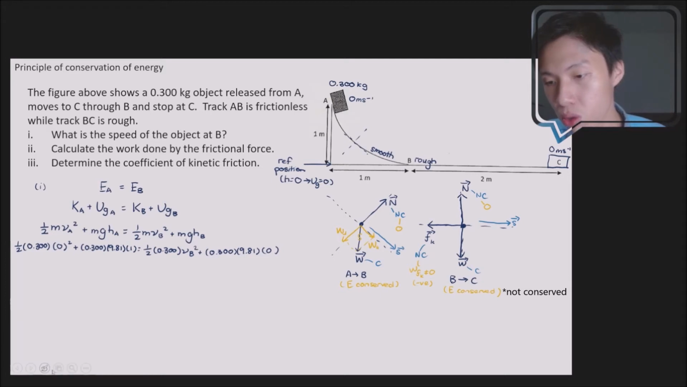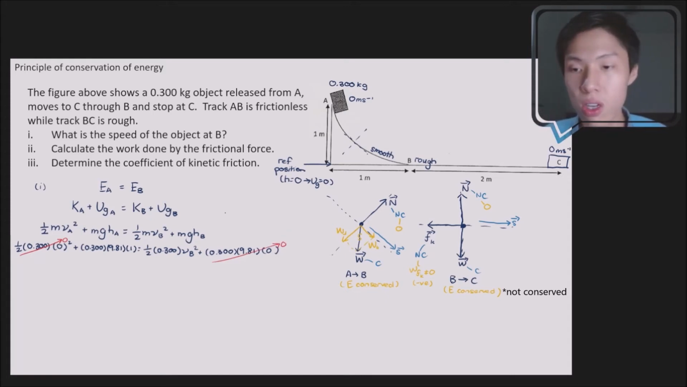Okay, so over here what happens is this first term, the kinetic energy, and the last term, the potential energy, both will become 0. So you are left with the mgh at position A equals the kinetic energy at position B. So the only unknown left here is the speed at point B. You can just use your calculator to calculate everything, and I believe you should get the speed at point B equals 4.43 meters per second.